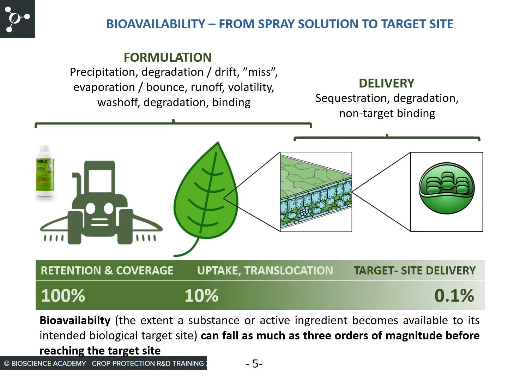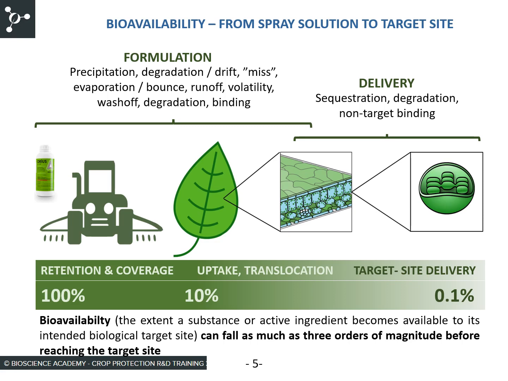The bioavailability of a pesticide, or the extent a substance or active ingredient becomes available to its intended biological target site, can fall as much as 3 orders of magnitude before reaching the target site itself. The first order of magnitude loss of the active ingredient to the target site comes through a cascade of factors including precipitation of the active ingredient in the spray tank and degradation of the active ingredient in the spray solution or in the bottle itself.